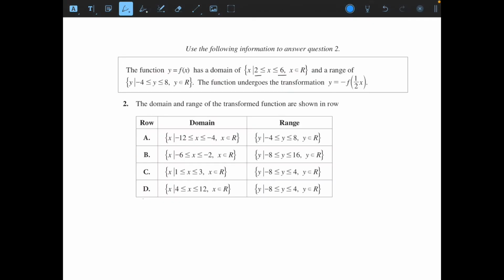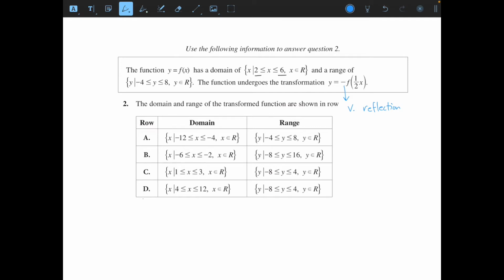Next up, question 2. We're given that a function has a domain between 2 and 6 and a range between -4 and 8, and then it undergoes this transformation. And all this comes down to really is being able to describe this transformation correctly. So first of all, what is this negative sign doing here? Since it's on the outside, it's actually acting on the y. So this negative sign is a vertical reflection.